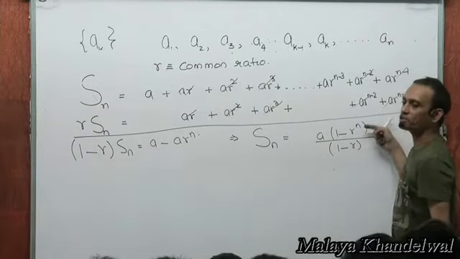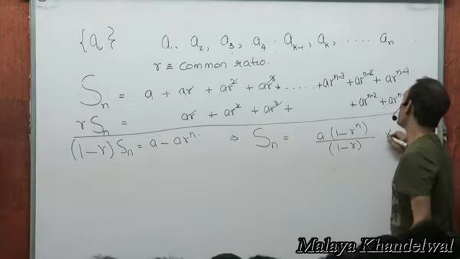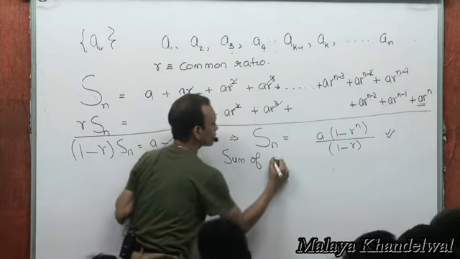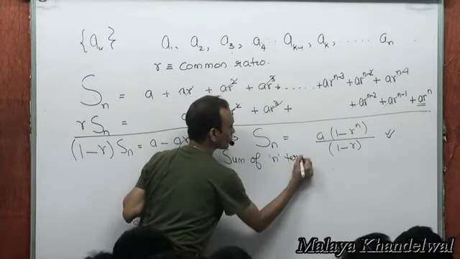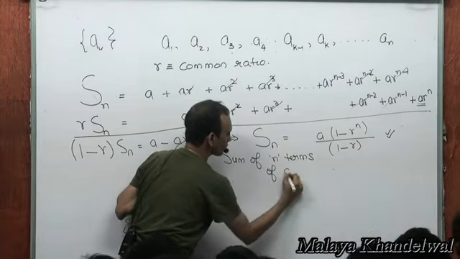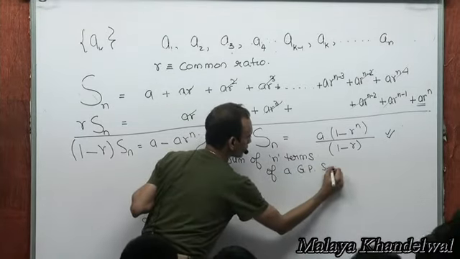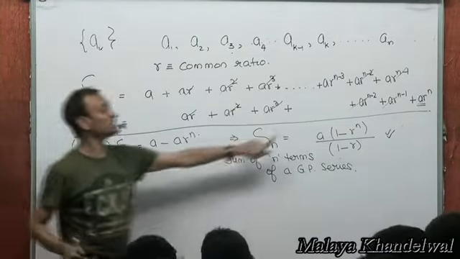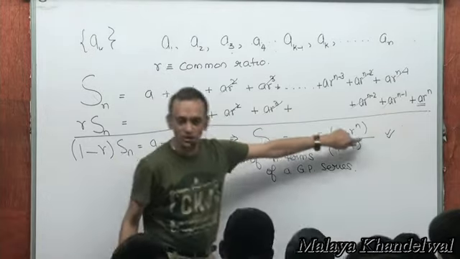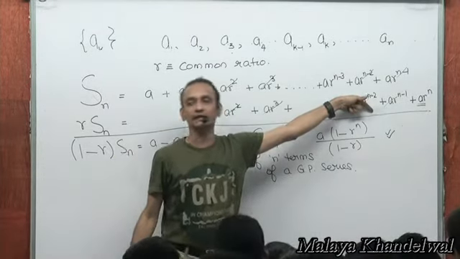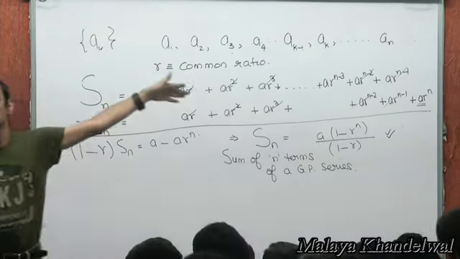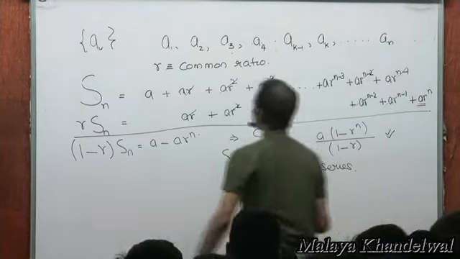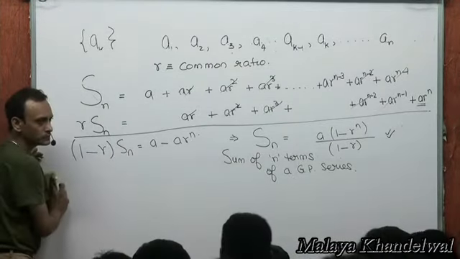A is the first term, R is the common ratio, n is the number of terms. This will give me the sum of n terms of a GP series. Sum of n terms of a GP series with first term A, common ratio R, number of terms n. Sounds good? Now, can I wipe this off?